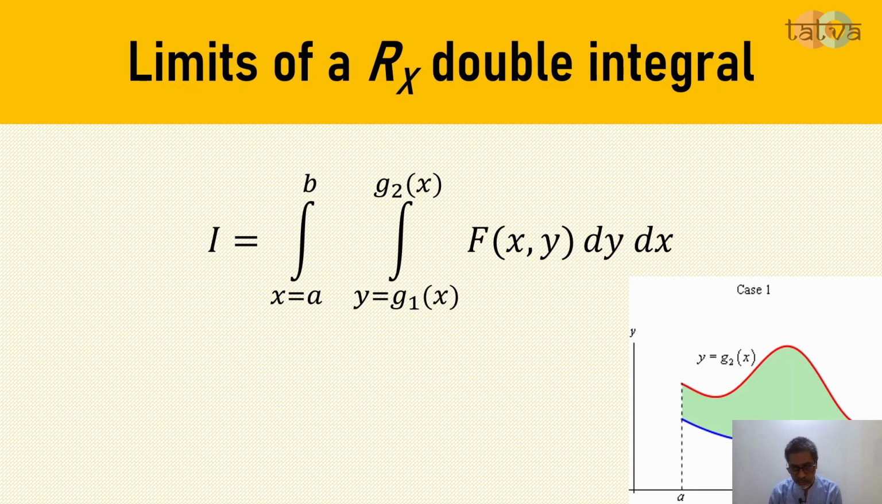So the x limits will be the outer limits of integration. I mean the left integral will carry these limits, and the inner integral will carry the limits y is equal to g1(x) and y is equal to g2(x). Obviously, the order of integration will be dy dx.